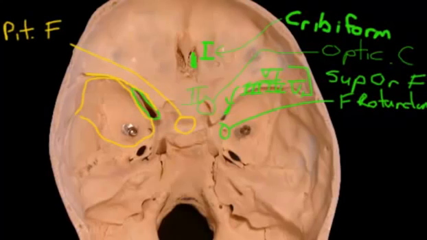And foramen rotundum is called foramen rotundum because it's round. It's a circle when you look at it in cross section, and that takes with it the second division of the trigeminal nerve, the maxillary division. The third division exits through this foramen here, called foramen ovale. And that is where V3 leaves.